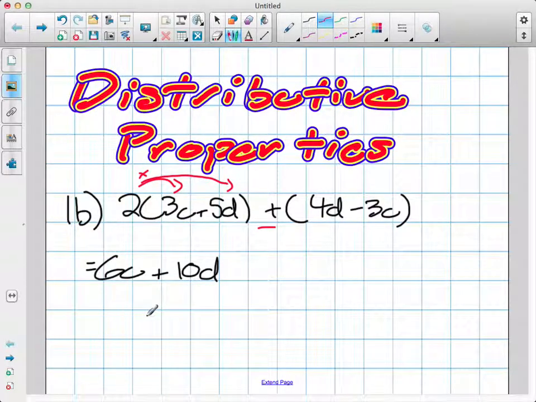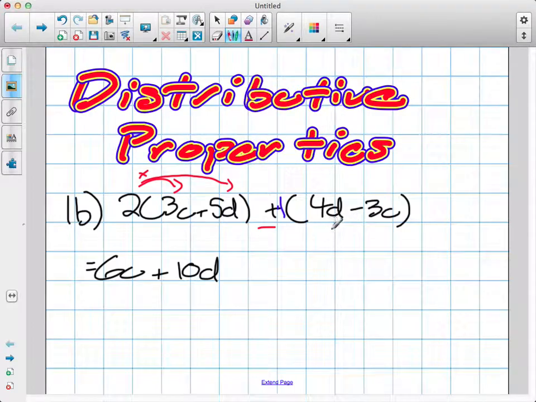Now, in the second part of this question, we have a positive sign. Do I use distributive property here? No? Who says no? Who says yes? Why yes? Oh, plus like a 1. Yes, so you can think of it like there is a number 1 here.